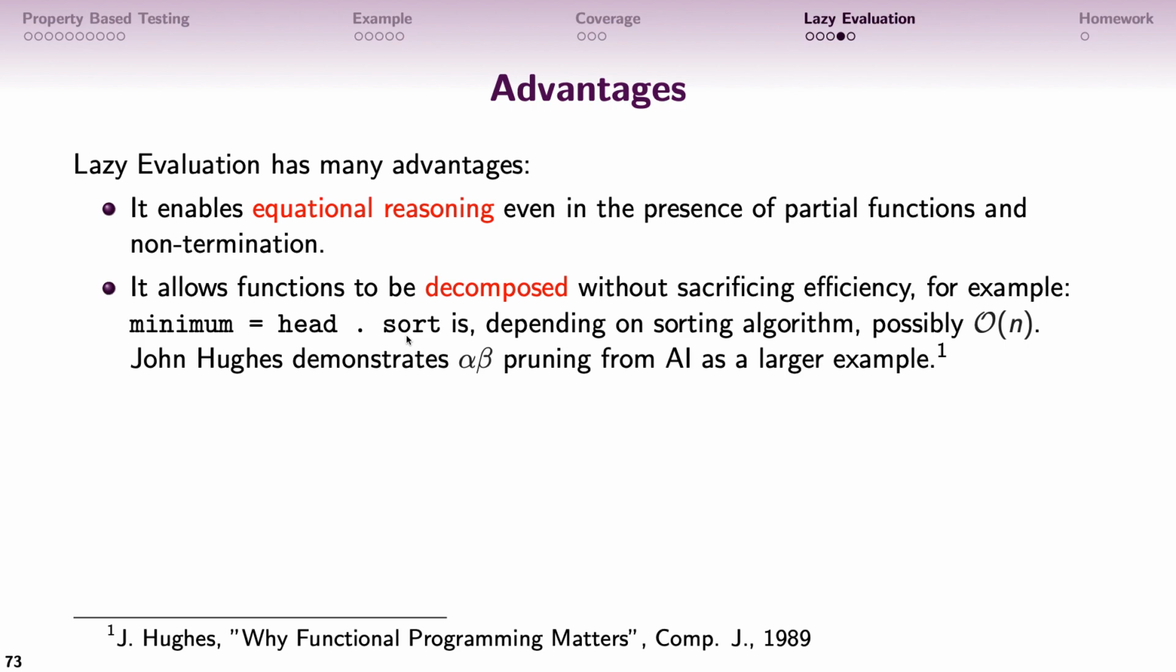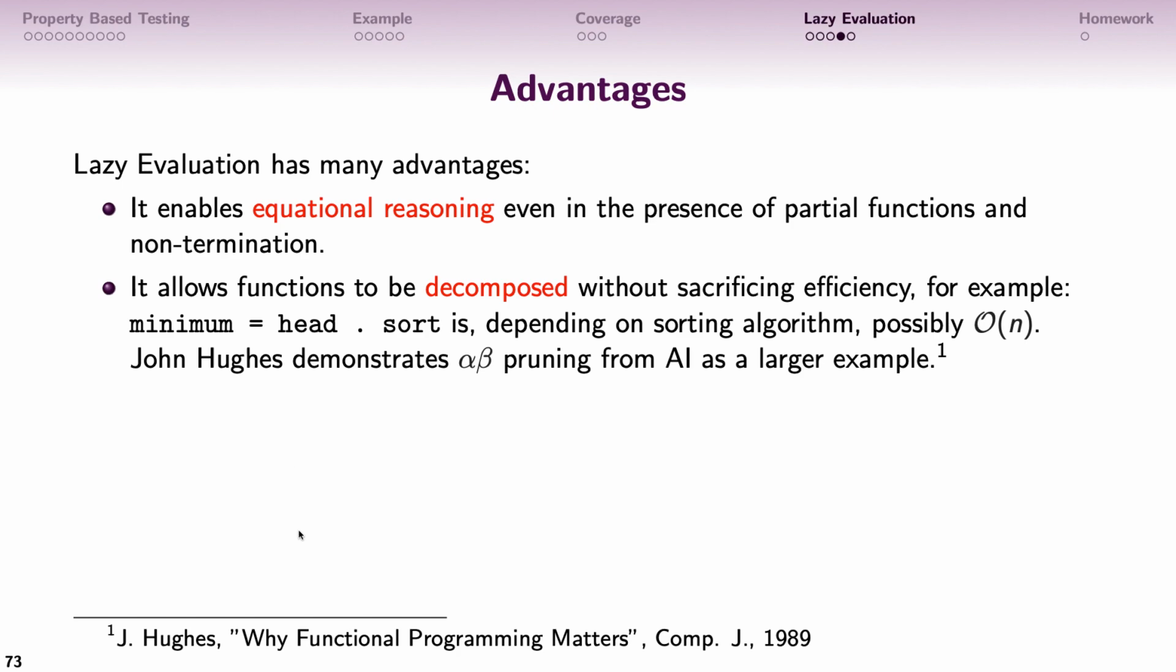Comparison-based sorts are at least n log n, but if the sort is able to compute only its first element without computing the rest of the list, which some sorting algorithms can, then when we define minimum as head composed with sort, it will actually give us the minimum element by only computing the first element of the sorted list, and it will ignore all of the rest of the computation that it would have to do for sort. So this allows us to do amazing decompositions of problems.